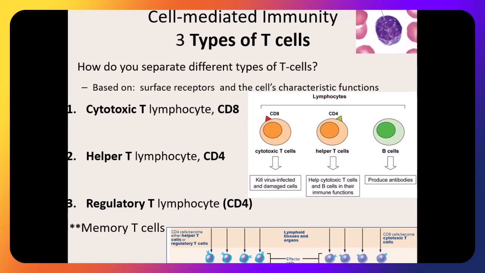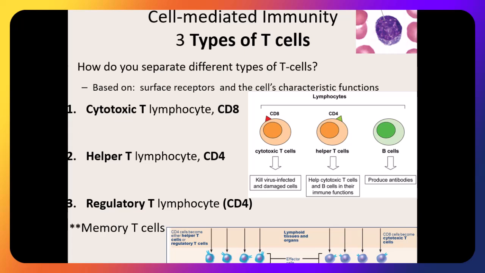The other 2 types of cells, because there are 3 T cells, are both CD4 that recognize MHC2. There is a regulatory T cell, big T, little r, and a helper T cell, big T, little h. The helper T cell you're going to see come up a lot as we talk about how this whole branch works to kill.